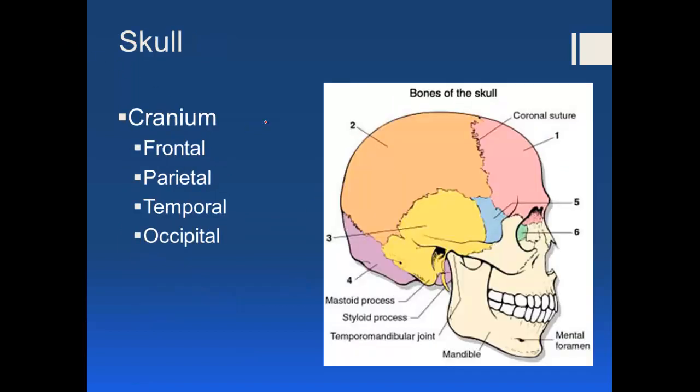So let's take a closer look at some of the bones. Here we've got the bones of the skull. Up here we've got our forehead. It's in the front, so we call it the frontal bone. Here on the sides, this is the parietal. This blue one here is temporal. And back here is the occipital. This is the mandible. The temporomandibular joint is right up there. So those are the bones of the skull.